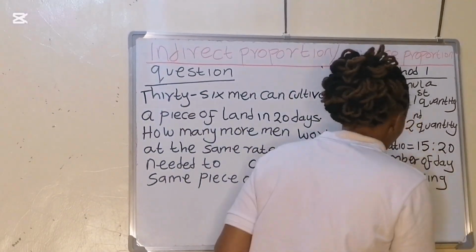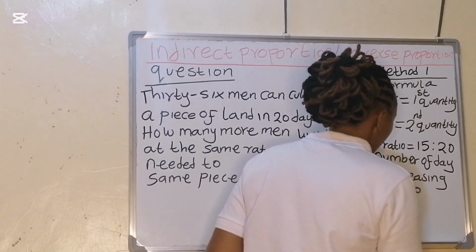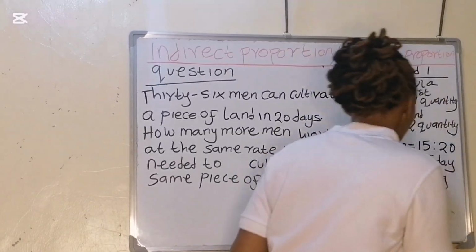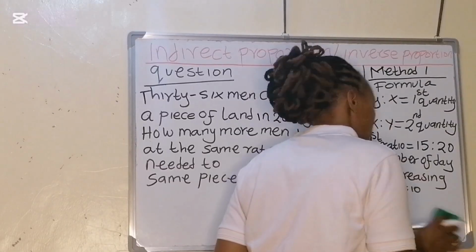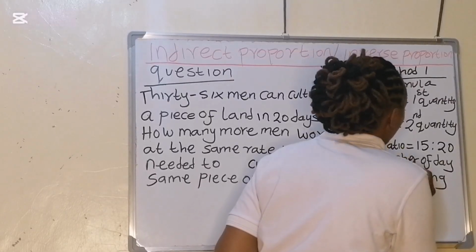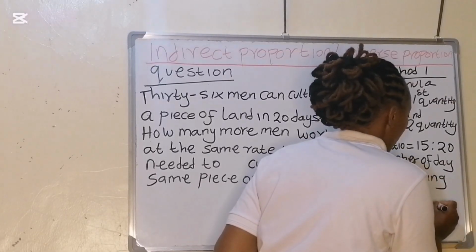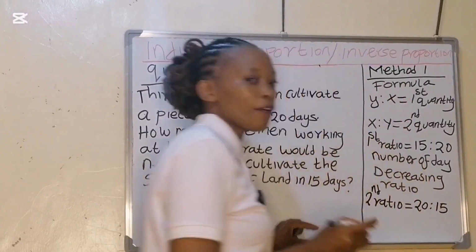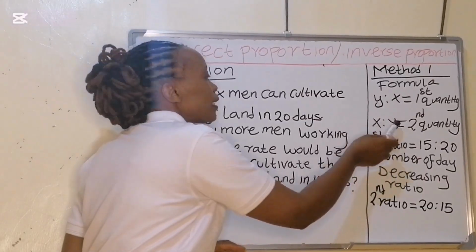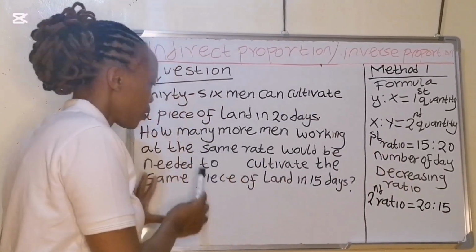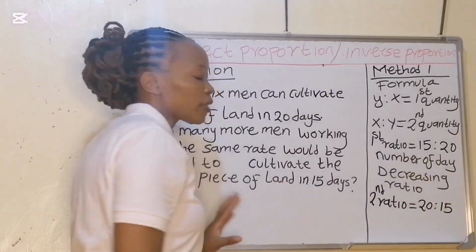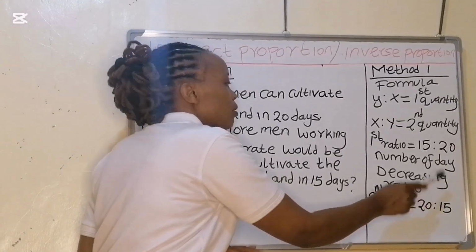So the second ratio is 20 is to 15. I hope you have understood. If the first ratio is y is to x, the second ratio is x is to y. So in our question here, the first ratio is 15 is to 20. So the second ratio is 20 is to 15.